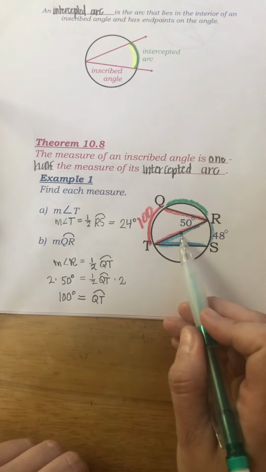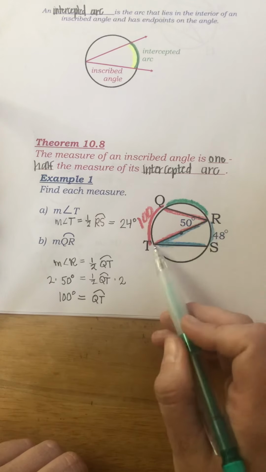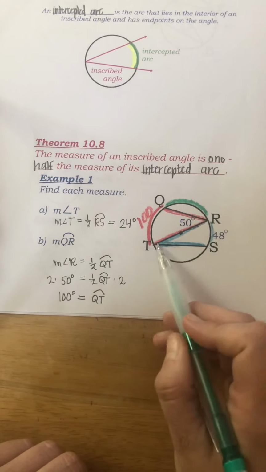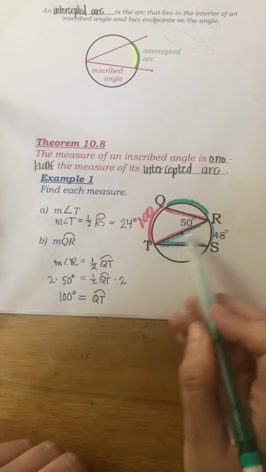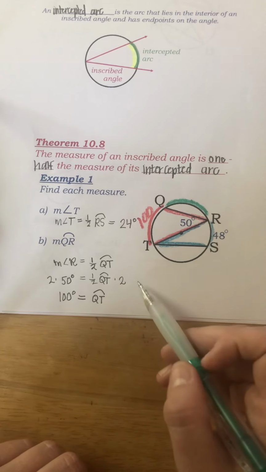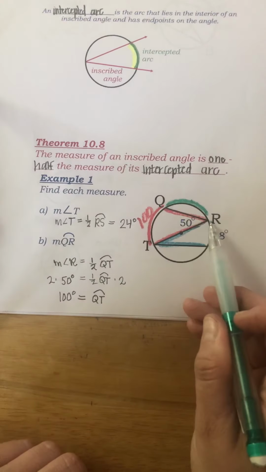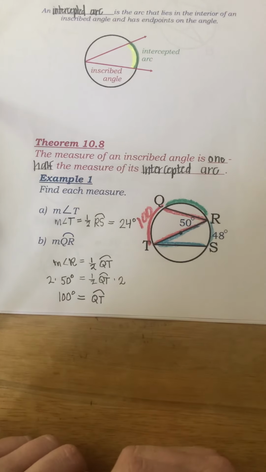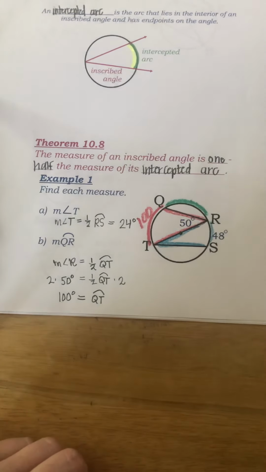And if that is the center of the circle, what would we call TR? Think about the definitions we learned back in the first section of this chapter. That would be the diameter, because it's a chord that's going through the center of the circle. What does a diameter do to a circle? It cuts it in half.